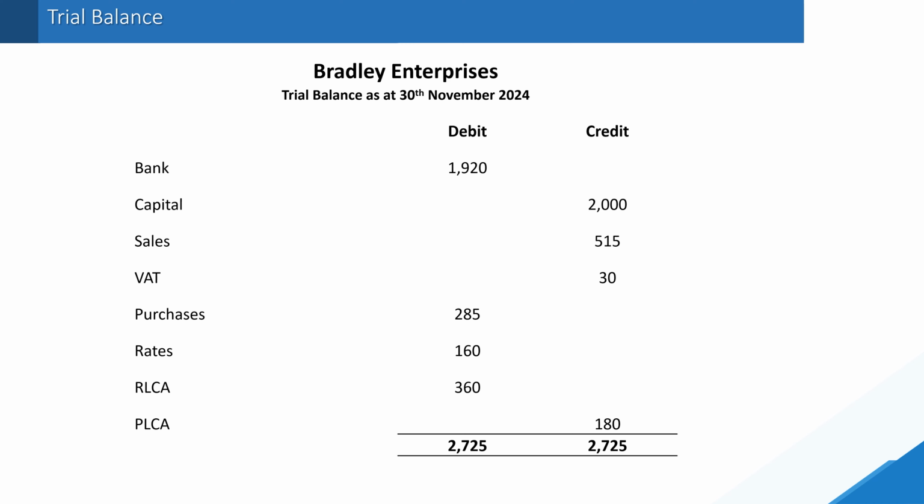At the end of the period, our credit customers, our receivables, owe us £360, and we owe our suppliers, our payables, £180. What we will continue to look at over the coming slides is a number of cash and credit transactions, and then we will conclude the session by looking at how those transactions impact these balances.